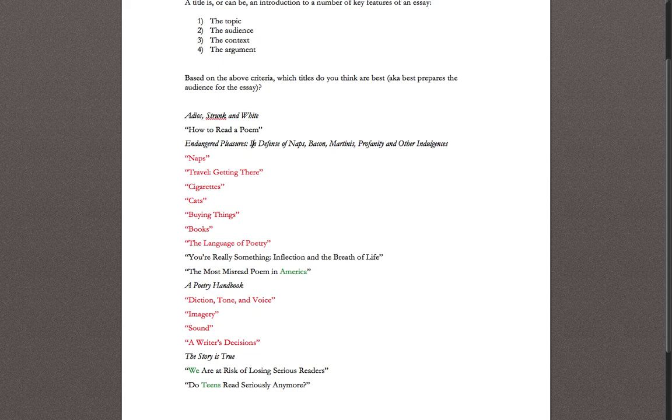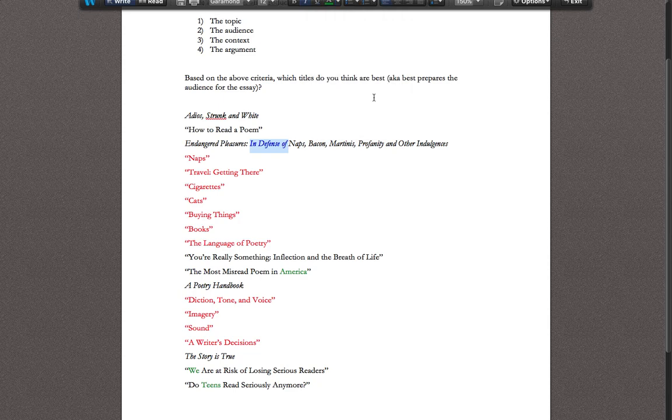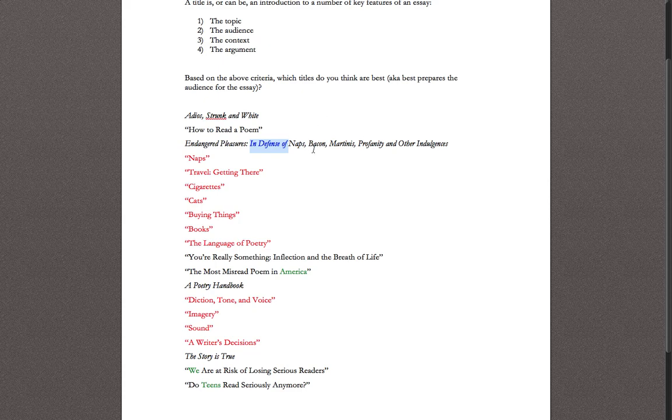Barbara Holland's secondary title, In Defense of, let's put this in blue, seems to be hitting at a context or a problem. They're in need of defense. The problem here is the most misread poem in America. So the problem is the most misread poem. It also kind of doubles as the topic. The topic is The Road Not Taken, but the problem is that it's misread, so it's kind of a little bit of both.